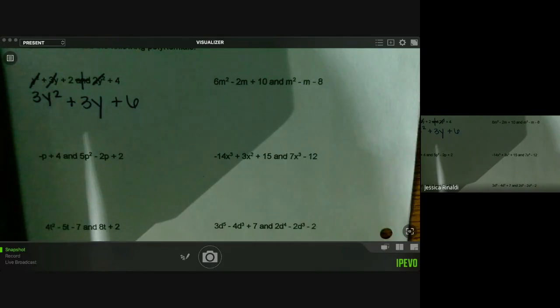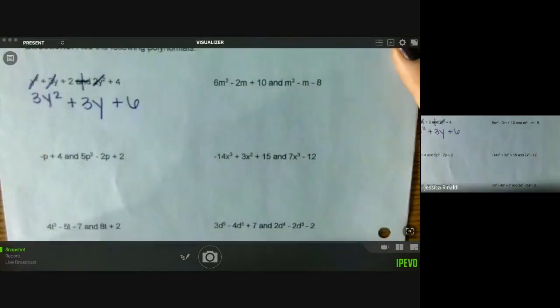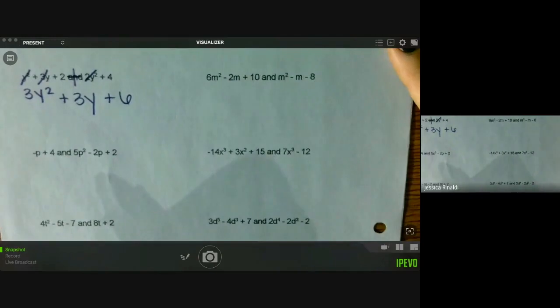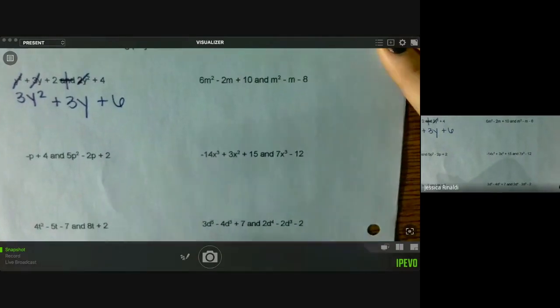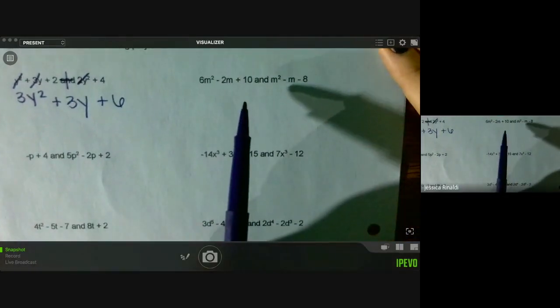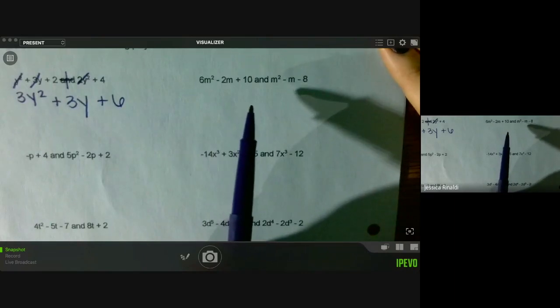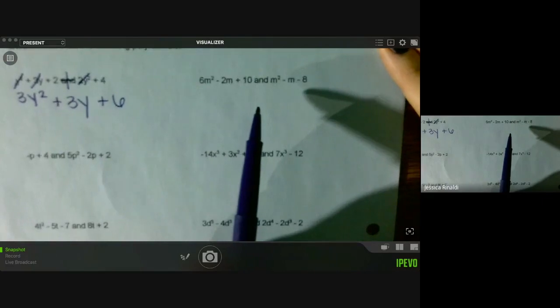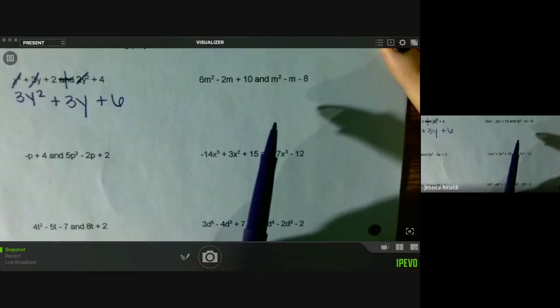Okay, are we ready to go through these? Now, I'm seeing that you guys are ready to move on from addition and move into subtraction. So I'm going to be calling on you guys and relying on you guys to help me fill these in. Okay? So let's look over here to the right problem. We have 6m squared minus 2m plus 10 and m squared minus m minus 8. So we want to add those two polynomials together.